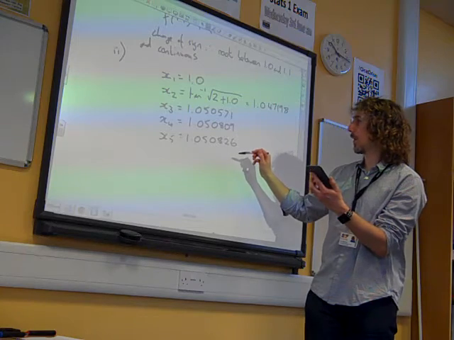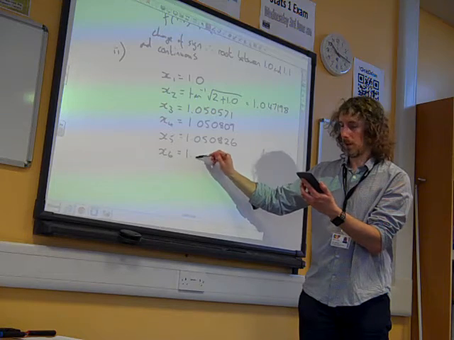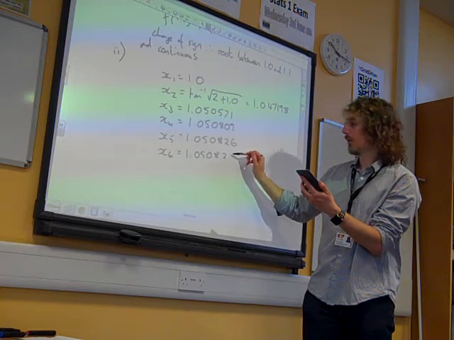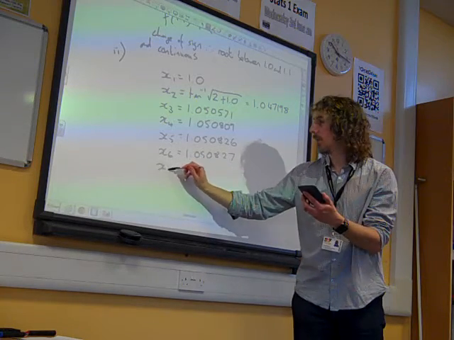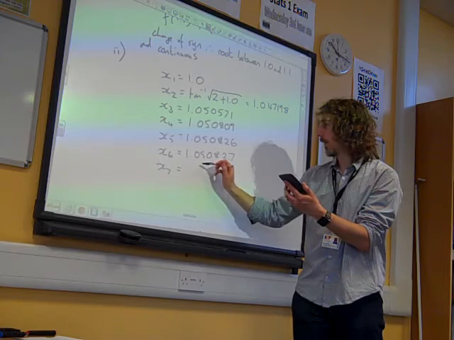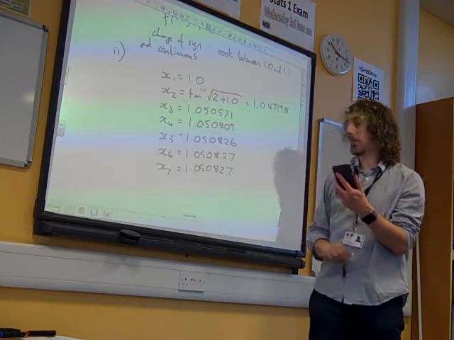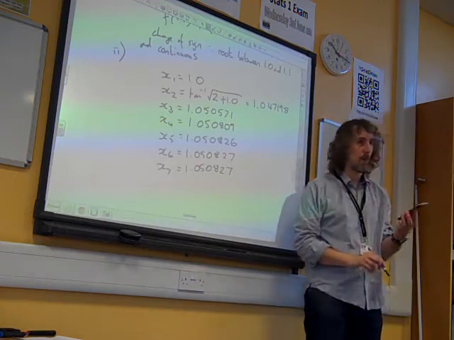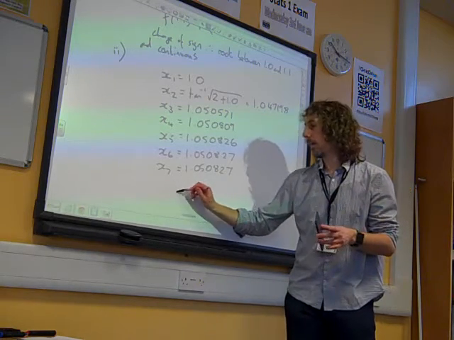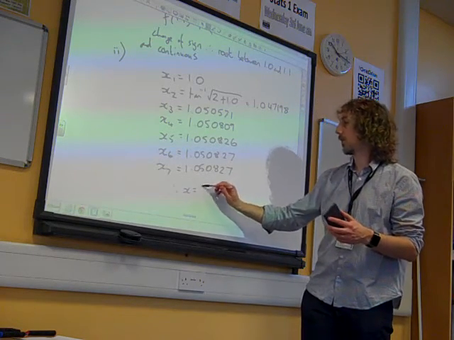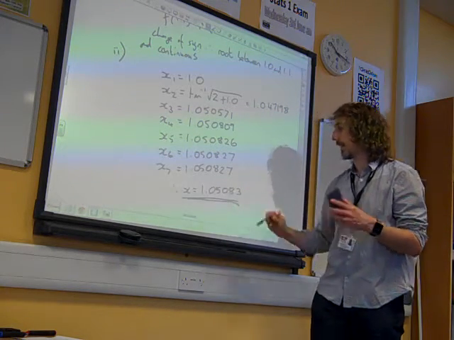1.050826. Now it looks like we're pretty happy to 4 decimal places. 1.050827, and we've now had 2 that have agreed to 5 decimal places. So let's do one last one just to be really convinced. There we go, and I've now got the same answer to 6 decimal places twice running. So, not all the marks got yet. What we're saying here is the root, or x, equals 1.05083.